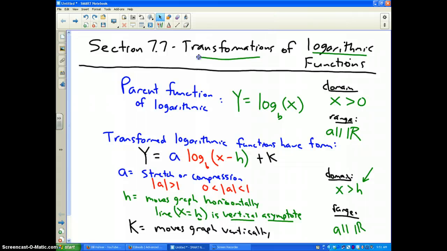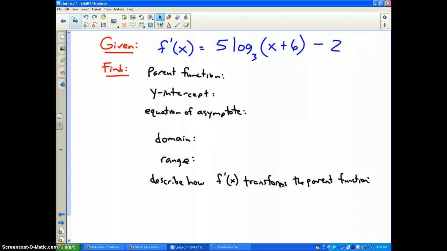All right, let's look at a couple examples. Given the transformed function 5 log base 3 of x plus 6 minus 2. First of all, what is the parent function? Well, the parent function is just log base 3 of x. This number and that number have nothing to do with the parent function. Okay? Now, the y-intercept. Remember, there is none.